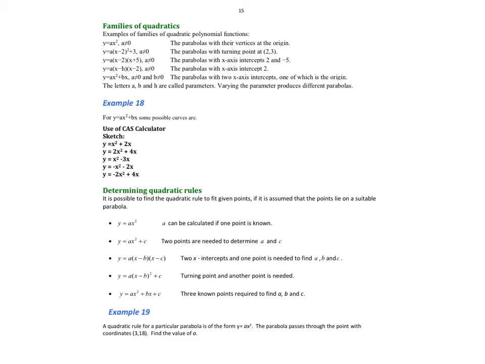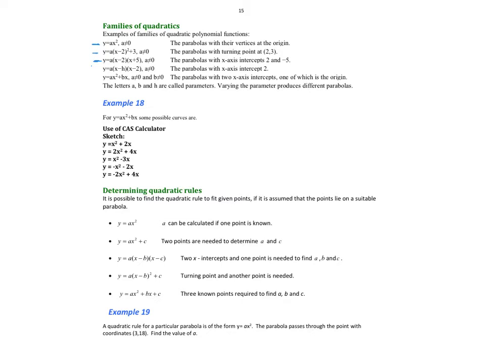When trying to determine the rule for any function, we probably need one piece of information for each unknown that we need. So we can see up the top here that ax squared form is just going to be a turning point at the origin. We've got our turning point form here, so we've got our point (2, 3), and we've got our intercept form just here. So really, they're the three main forms.